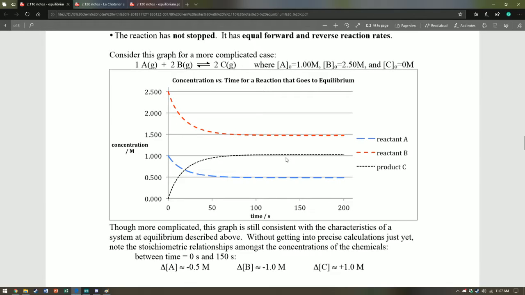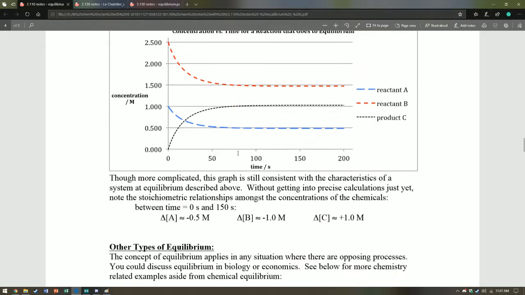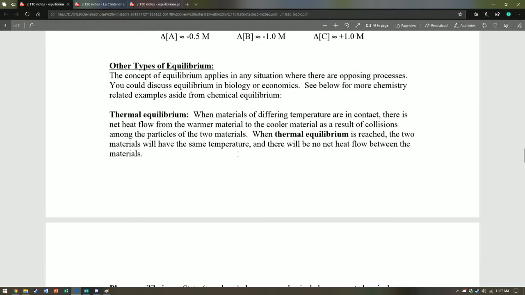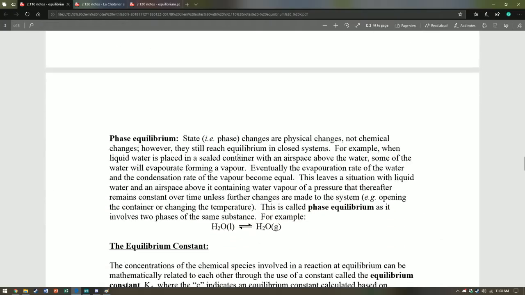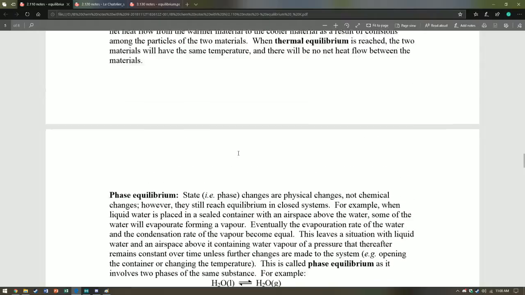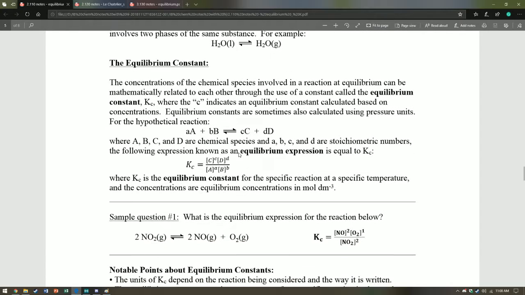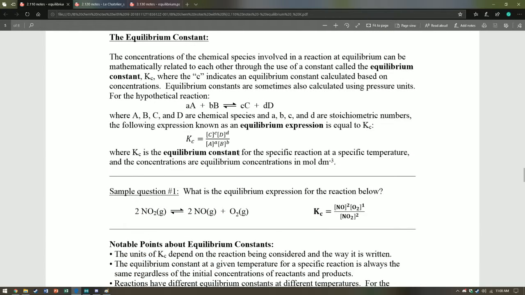Notice here how there's always something, but there's no rate since the lines are flat. So equilibrium is all over the place. However, something that we note here is something called the equilibrium constant. Okay, so now we know that something exists in equilibrium. Can we use this to quantify or do something with it? And the answer is yes.